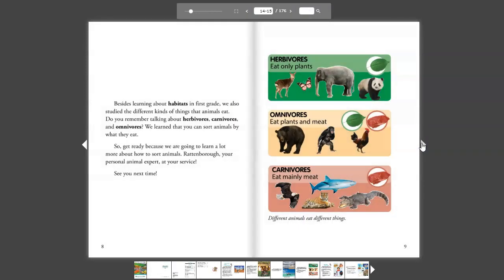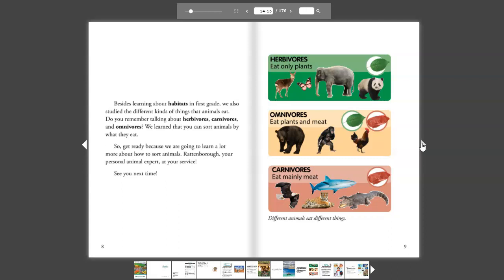Besides learning about habitats in first grade, we also studied the different kinds of things that animals eat. Do you remember talking about herbivores, carnivores, and omnivores? We learned that you can sort animals by what they eat. So get ready, because we are going to learn a lot more about how to sort animals. Rattenborough, your personal animal expert at your service. See you next time.